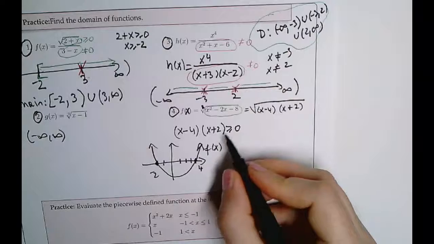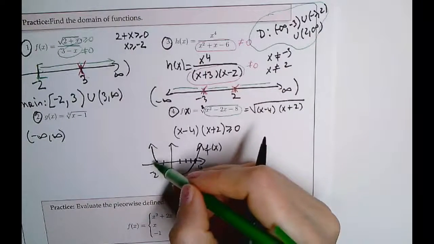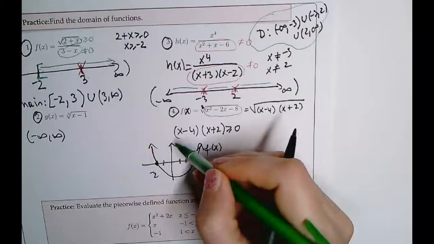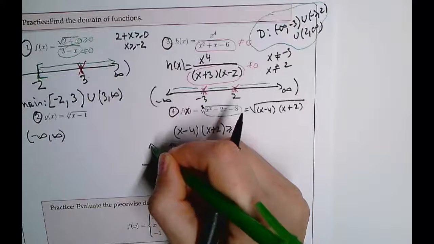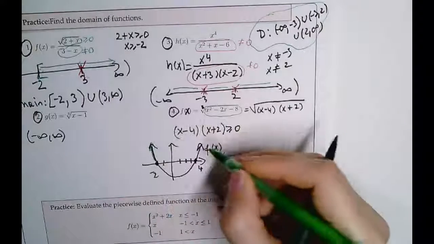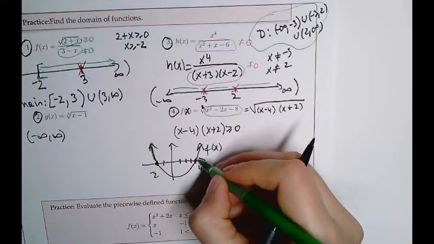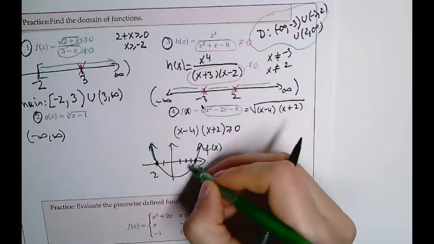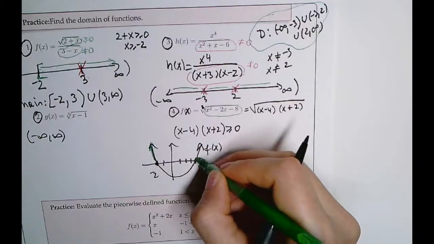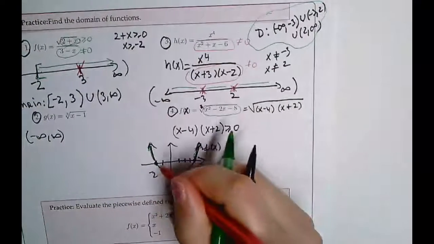So to solve that f of x is greater than or equal to 0, I'm just going to look where is the graph above the x-axis. So the graph is above the x-axis on this portion, right? And then from -2 to 4 the graph is negative. The y values are negative, so I'm not going to include that. And then after 4, the graph is also positive. So no to this.